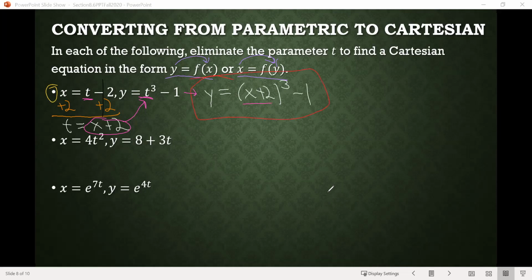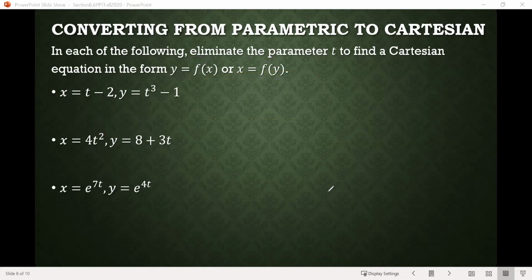Okay. So again, all we're trying to do is eliminate the variable t. All right, let's look at the second one. So here we have x equals 4t squared and y equals 8 plus 3t. Now there's a lot going on in both of these. However, in the x equals, it looks like the t is squared, whereas in the other one, it's to the first power, which makes me think that it would be easier to isolate the t in that second equation, in the y equals. So we'll go ahead and do that.